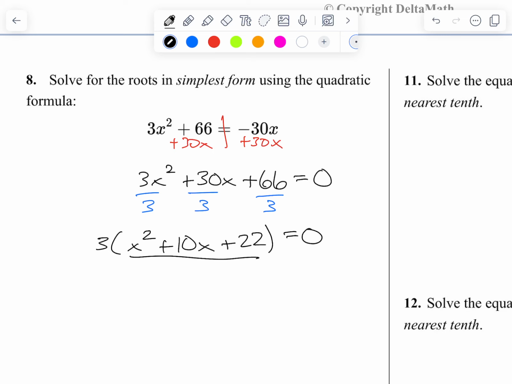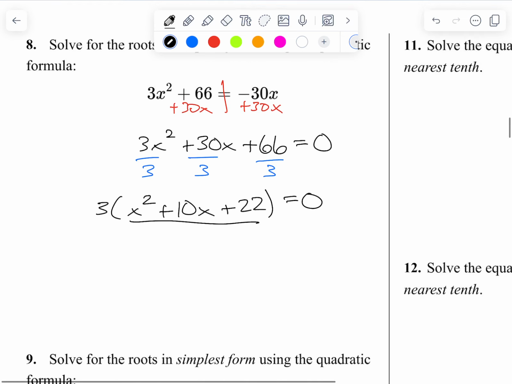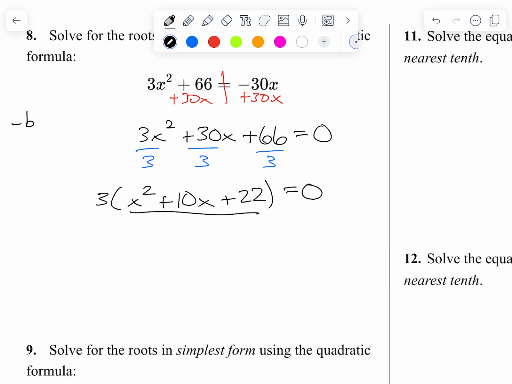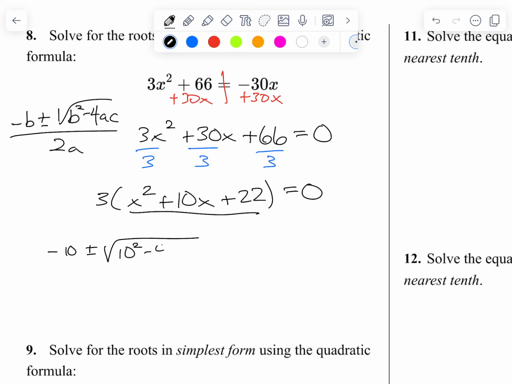Then I'm just going to do quadratic formula on this part. Quadratic formula, negative b plus or minus square root of b squared minus 4ac over 2a. Good little nugget for the note sheet. Taking a look here, I'm going to have negative 10 plus or minus square root of 10 squared minus 4 times 1 times 22 all over 2 times 1, which is just 2.